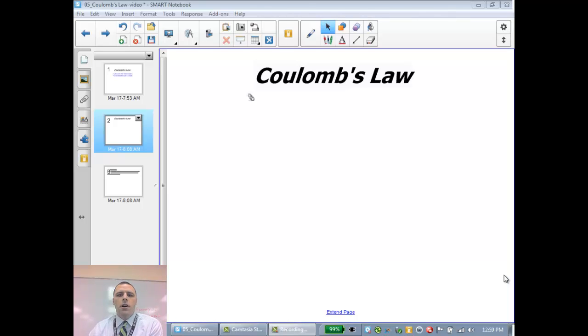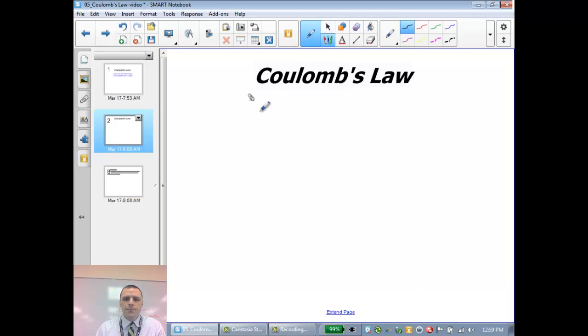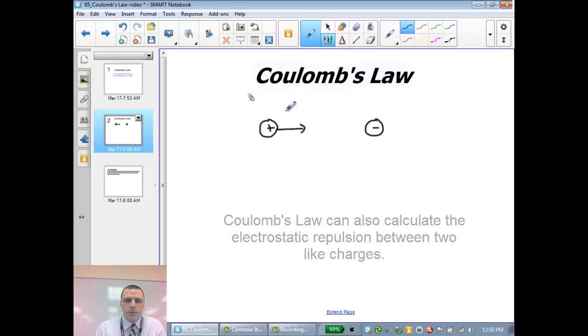Coulomb's law is a law that helps us calculate the electrostatic force between two charges. If I draw two charges here, let's say a positive and a negative, these two objects are going to attract one another with a force. The positive will feel an attractive force and the negative will feel the same attractive force.